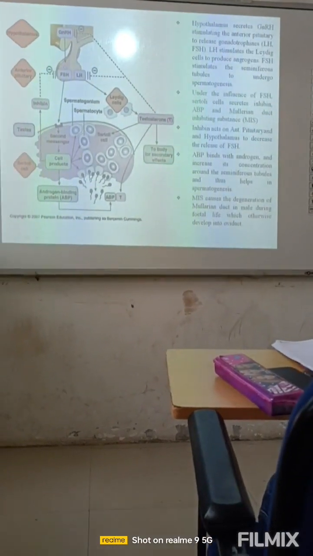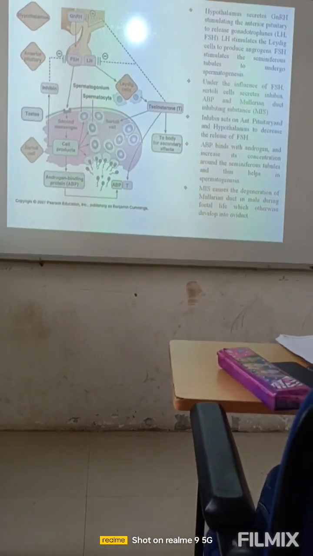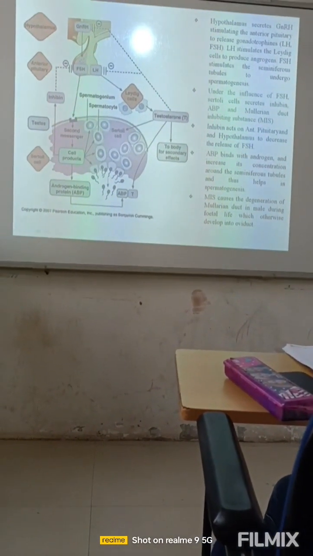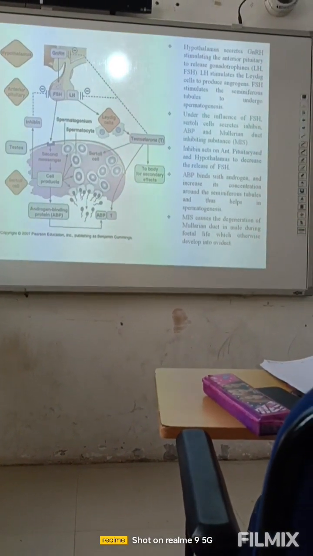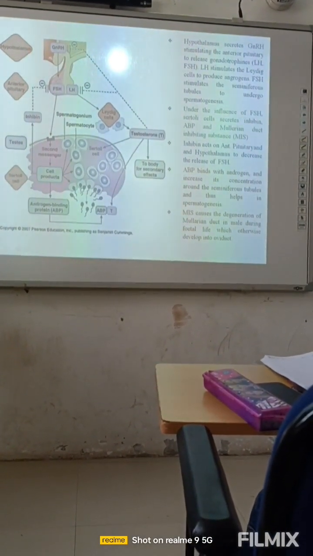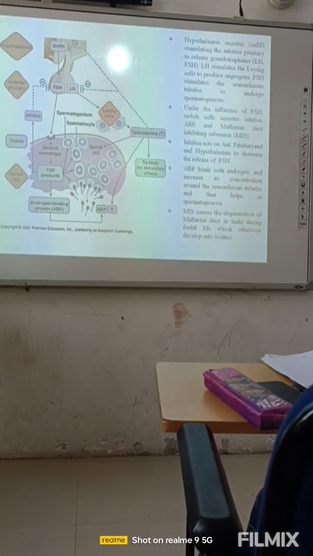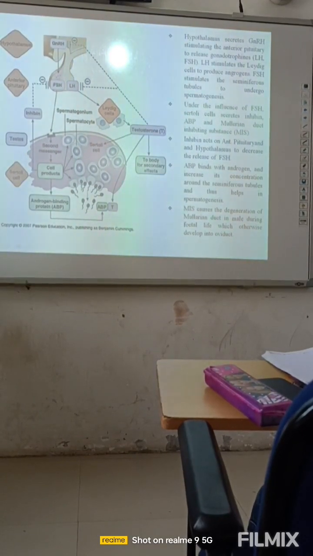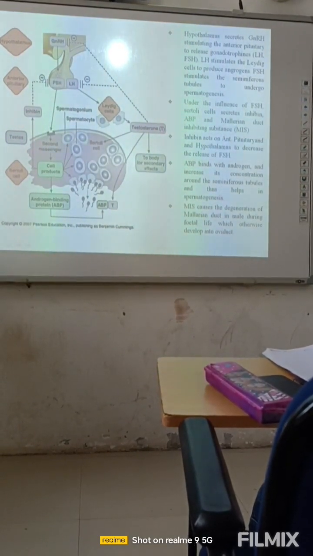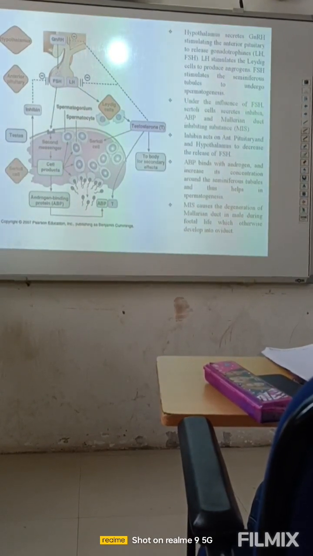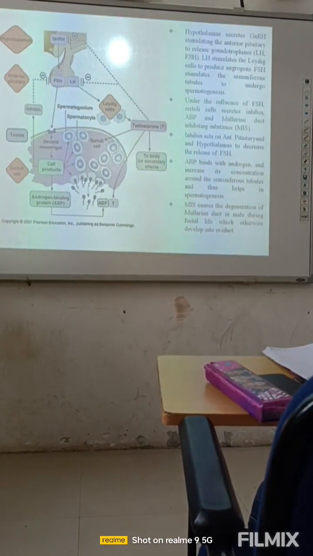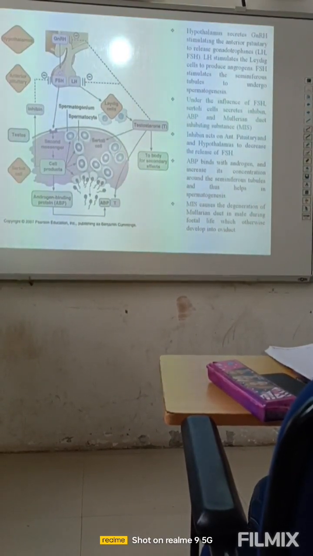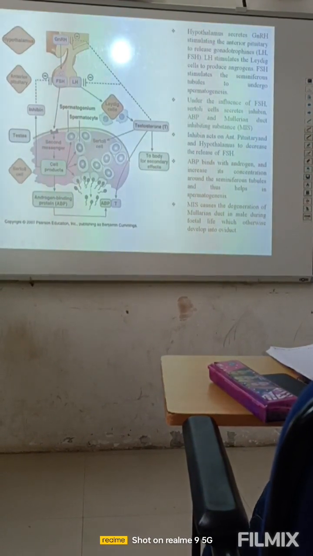Now see, again, what is happening? If the process continues unchecked, there will be a problem. That's why there is a check and balance in the process, right? You know that the hypothalamus secretes gonadotropin releasing hormone, stimulating the anterior pituitary to release gonadotropins, that is luteinizing hormone and follicle stimulating hormone. LH stimulates the Leydig cells to produce androgen, and FSH stimulates the seminiferous tubules to undergo spermatogenesis. Then what is happening again?